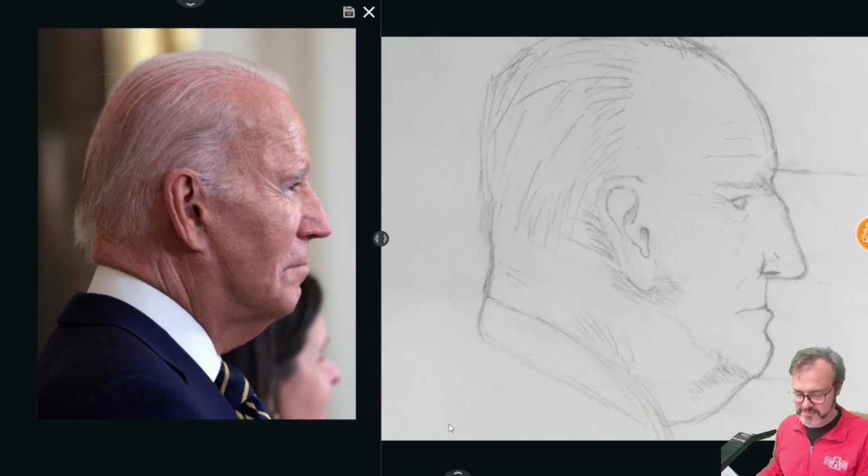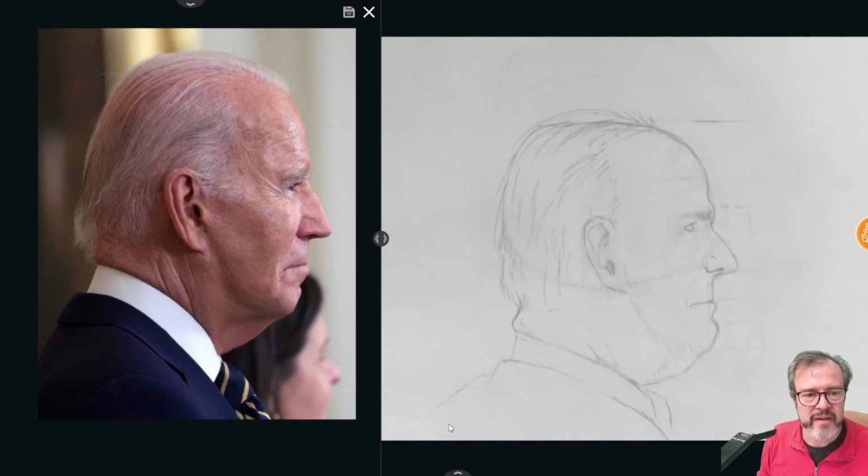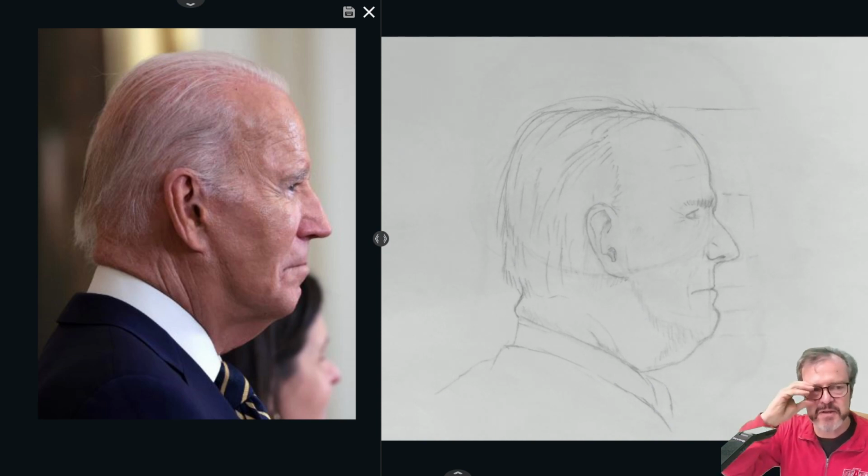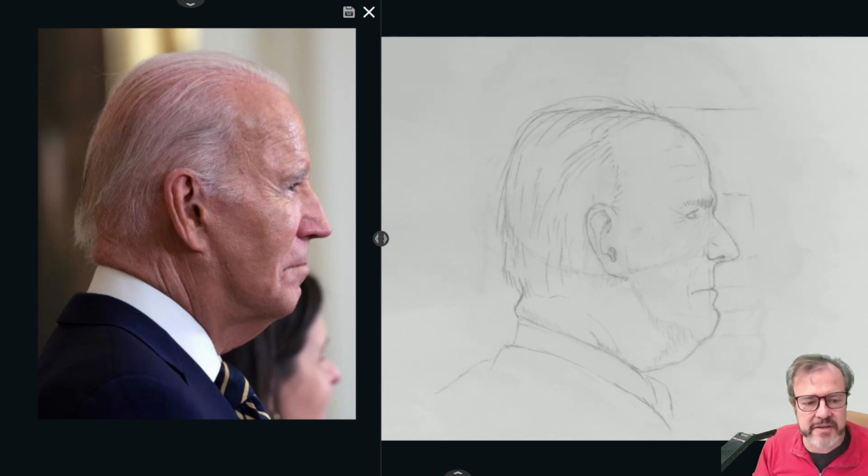Okay. And once again, the reason we do celebrities is because we can recognize them. It's great practice. You can show it to other people, and if they say, "Oh, that's the president," then you know you've succeeded.